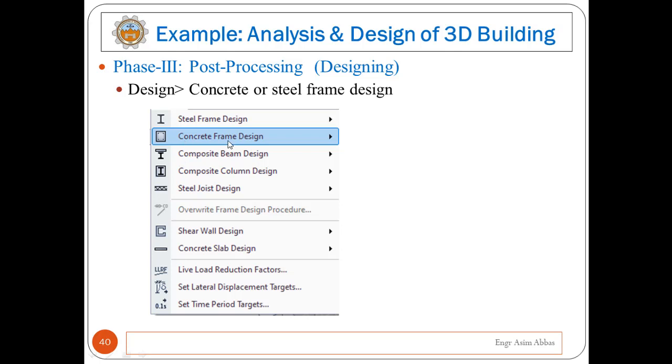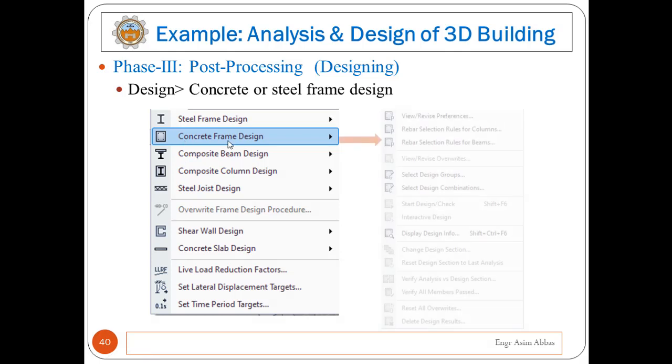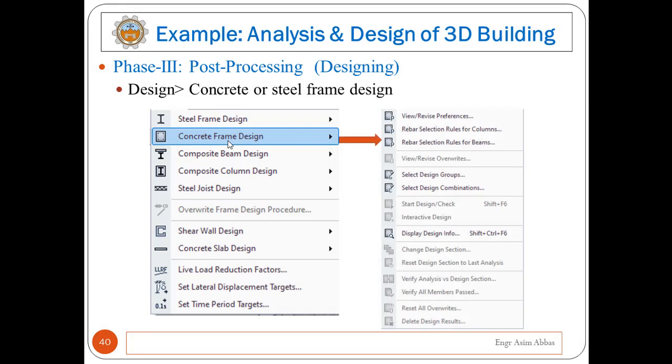When I click on the concrete frame design, further options will appear, where I can view and revise preferences, the rebar selection rules for the column, and rebar selection rules for the beams, right? Similarly, I can select design groups and I can also choose a design combination. Once all the above steps are completed, then I will just start design and check.